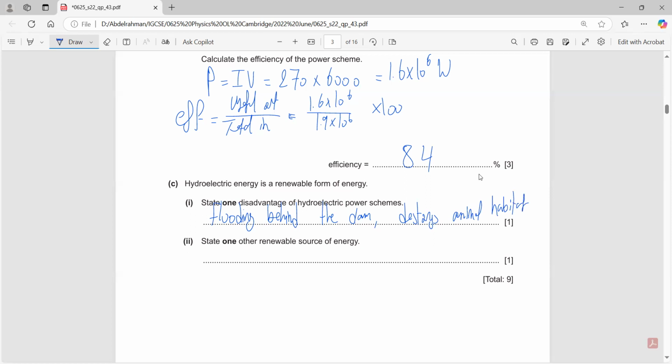Okay, we have several renewable sources, such as, let's say, geothermal. You can say solar, you can say whatever. We have a lot of them.